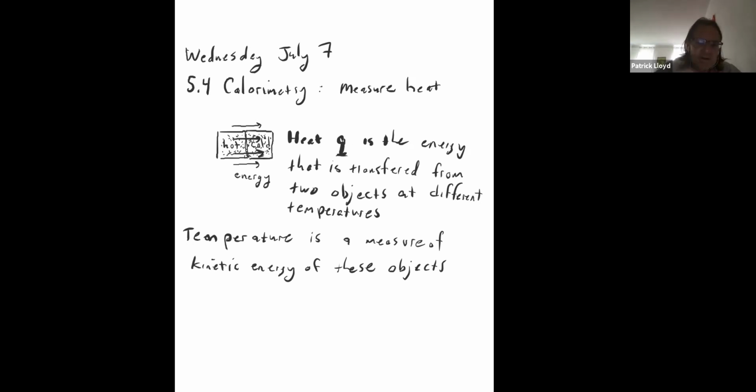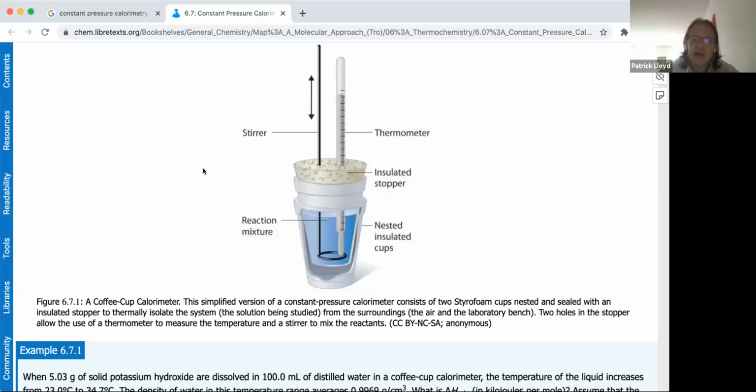Okay. What I'd like to do now is to show you what we'll call a constant pressure calorimeter. That's the model for the calorimeter that we're going to use for this discussion. This is called a constant pressure calorimeter, or a coffee cup calorimeter. You can actually make it very simply just using a couple of coffee cups.